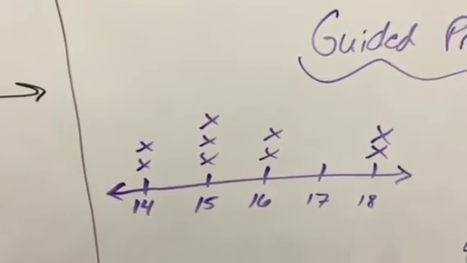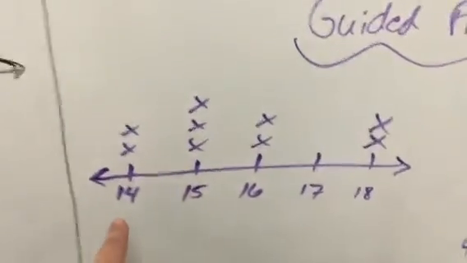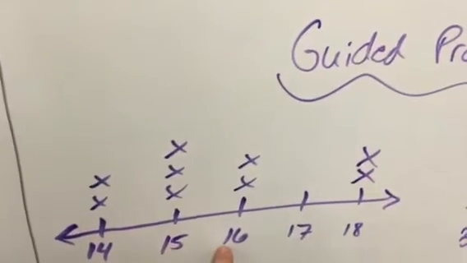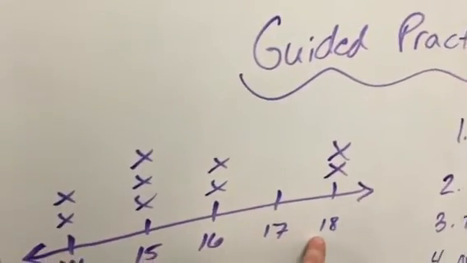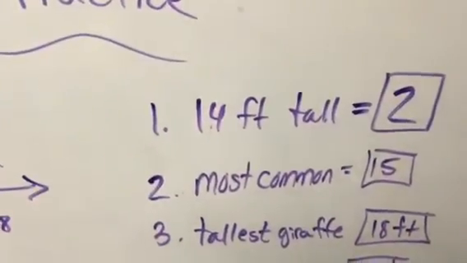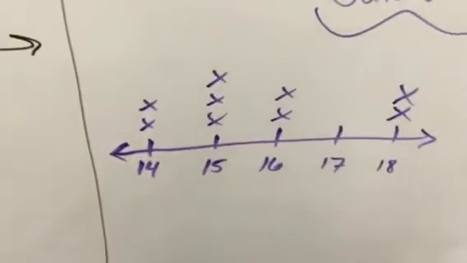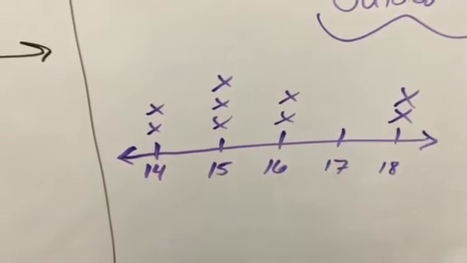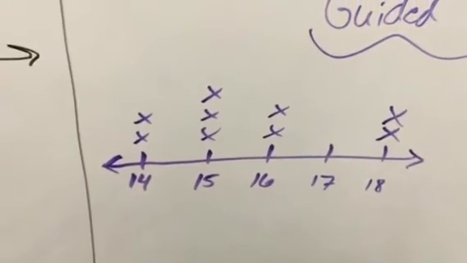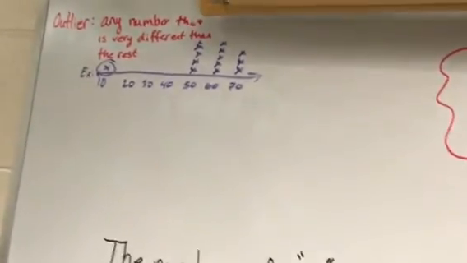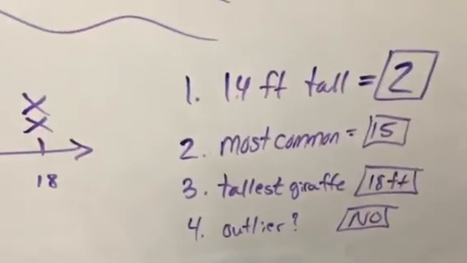Question 3 said, which is the tallest giraffe? Well, these 2 are 14 feet, these 3 were 15, these 2 were 16, and these 2 were 18. So the tallest giraffe would be 18 feet, and that's what I have down there. The last question was, are there any outliers? Well, let's think about it. An outlier being any number that is very different from the rest. Doesn't look like there's any that are very different, so my answer for that one would be no.